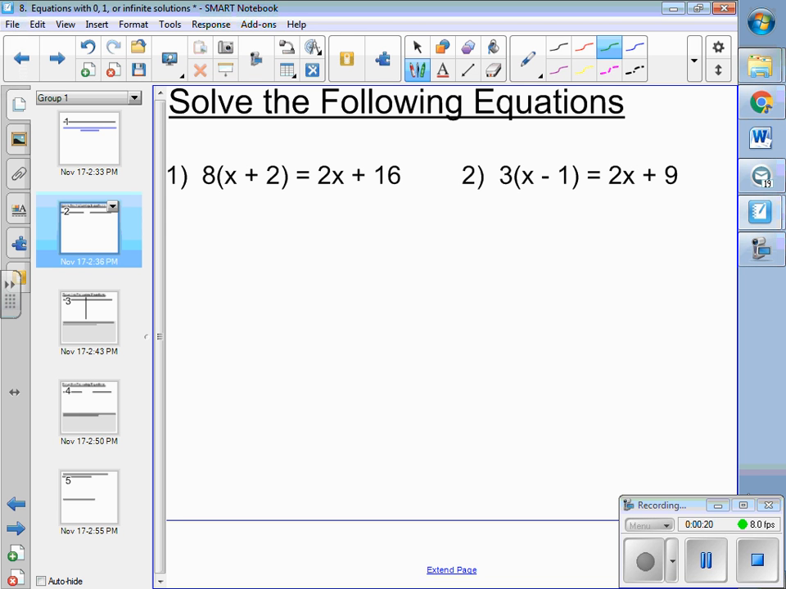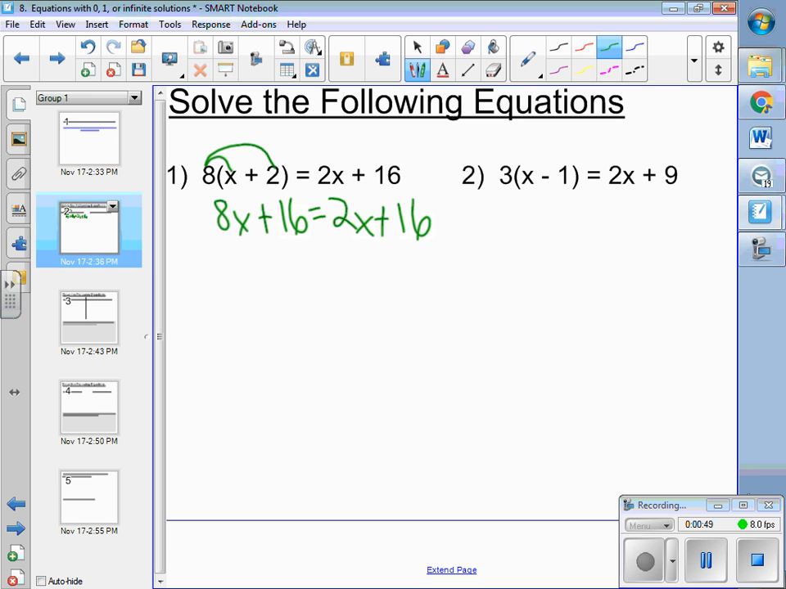So we have 8 times x plus 2 equals 2x plus 16. So the first thing we need to do is distribute the 8 through the x plus 2. So we're going to multiply 8 times x and 8 times 2. So once we do that, we're going to be left with 8x plus 16 equals 2x plus 16.